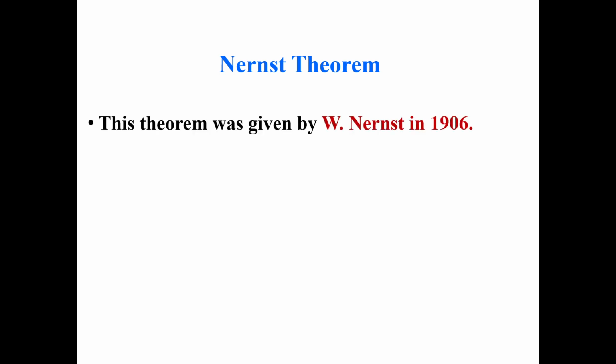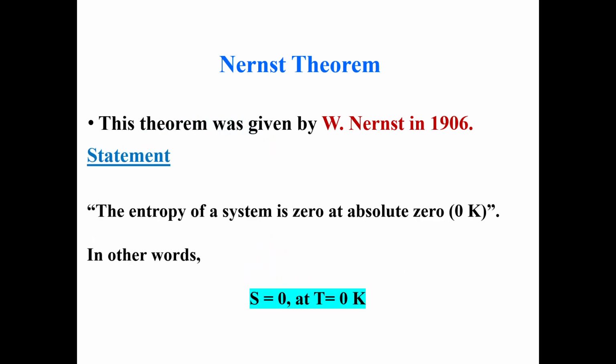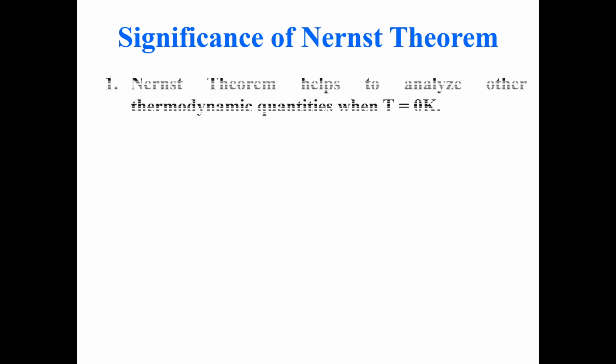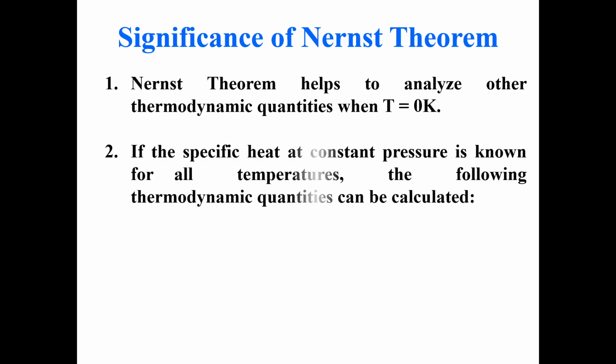This theorem was given by W. Nernst in 1906, and it states that the entropy of a system is zero at absolute zero. That is, when temperature is 0 Kelvin, entropy S also becomes zero. This is a very important theorem in statistical physics because it helps to analyze other thermodynamic quantities when temperature is 0 Kelvin.